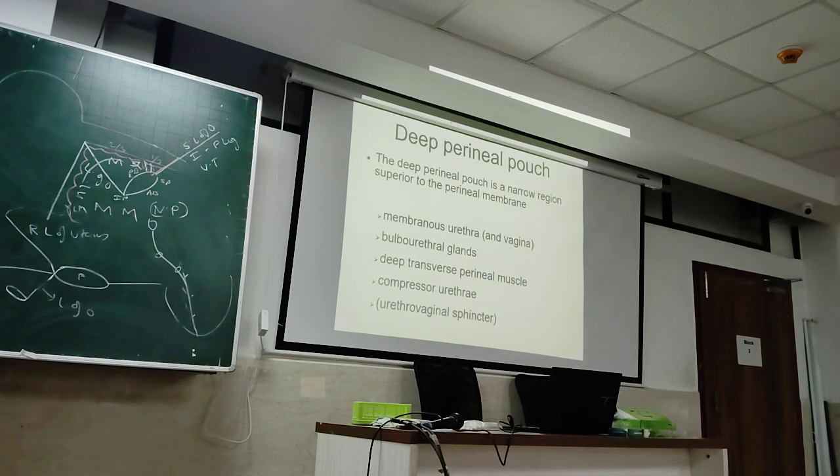The deep space or pouch is a narrow region superior to the perineal membrane, and it contains the membranous urethra and the vagina in females. The bulbourethral glands lie in the deep pouch. The corresponding greater vestibular glands do not lie in the deep pouch. It also contains the deep transverse perineal muscles and the urethral sphincters. Part of it is called the compressor urethrae, and in females there is a urethrovaginal sphincter.